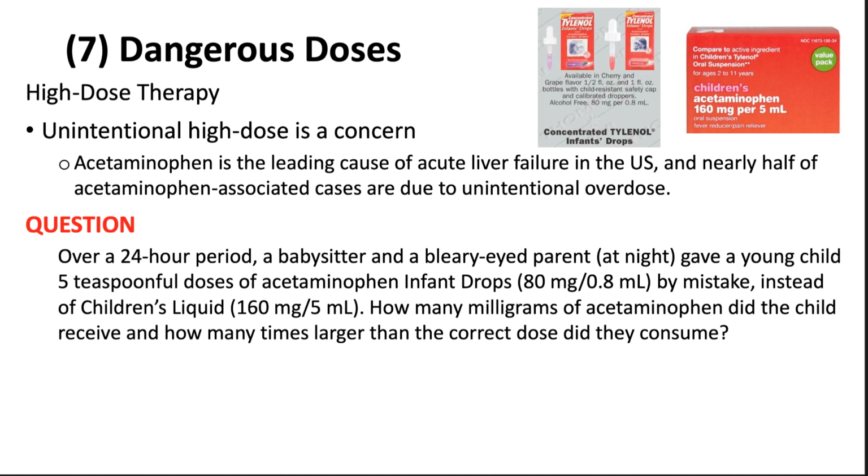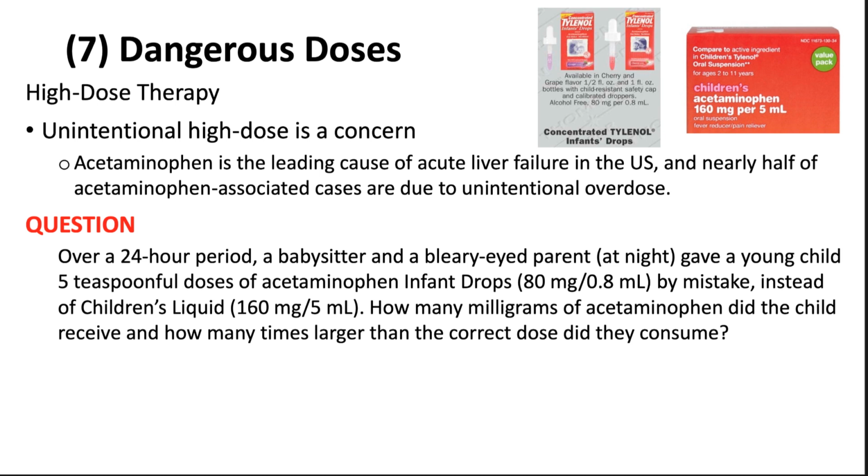So let's look at an example of this. In this question, it says, over a 24-hour period, a babysitter and a blurry-eyed parent at night gave a young child 5 teaspoonful doses of acetaminophen infant drops, which have a concentration of 80 milligrams per 0.8 mLs, by mistake, instead of the children's liquid, which has the concentration of 160 milligrams per 5 mL.